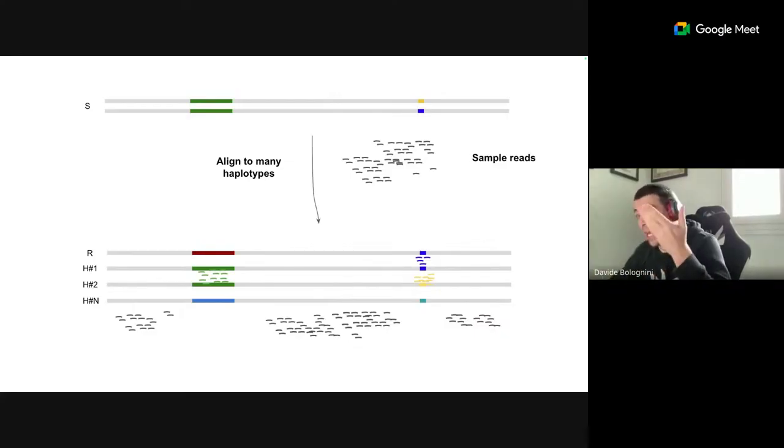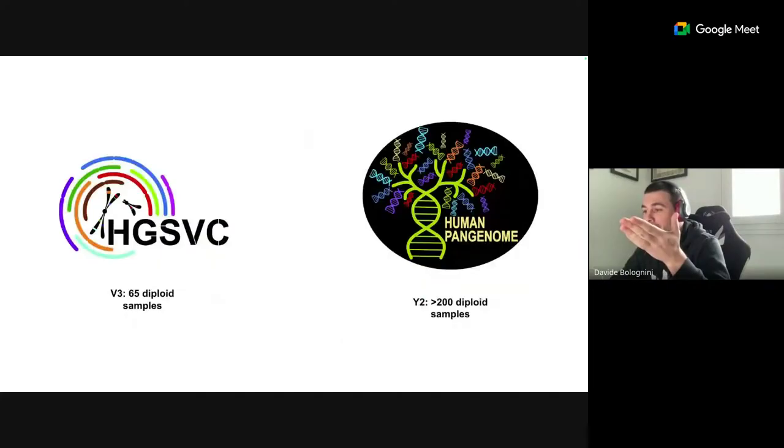Of course, the effort of generating these high quality assemblies that can then be included in larger reference panels is the aim of several consortia, including the HGSVC, which is the Human Genome Structural Variation Consortium, and the HPRC, which is the Human Pangenome Reference Consortium. The HGSVC latest release contains 65 telomere-to-telomere samples, while HPRC released 47 assembled individuals in the year one release, and now there are more than 200 individuals.